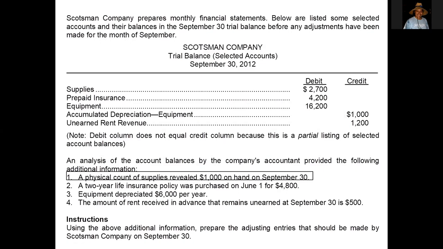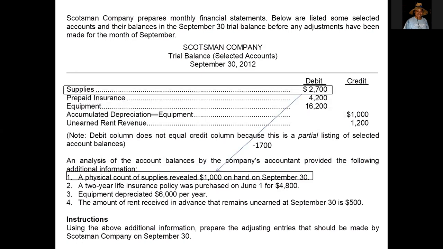So you know that this $2,700 needs to be adjusted, because when you did the physical count, you only have $1,000 left. So that means there was a difference of $1,700 used up. So we need to make an adjusting entry to record the portion of the supplies that was consumed during the month of September.